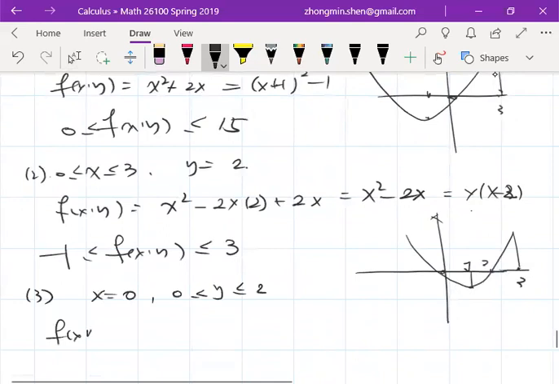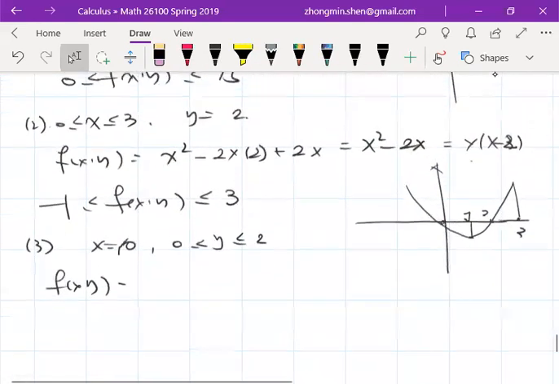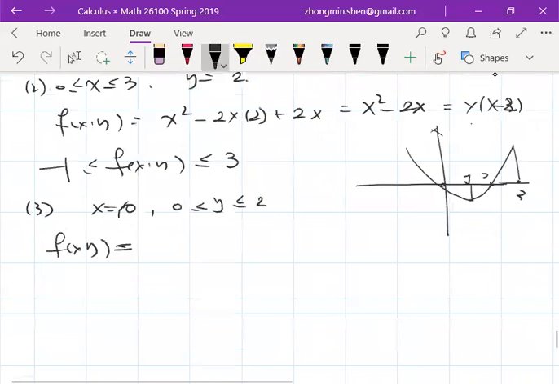Okay. The next one will be x equals 0, y is between 2 and 0. That should be the easy part because in that case, I think when x equals 0, it's identically 0. Okay, no problem. The fourth case is when x equals 3, y is between 0 and 2.